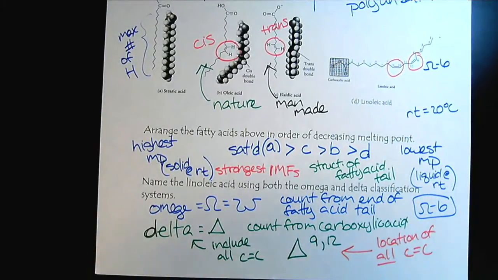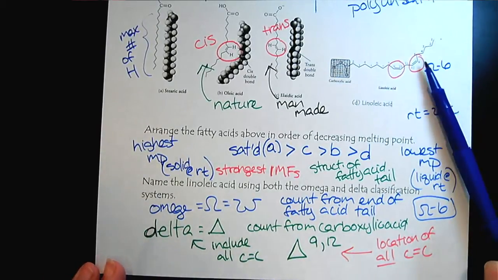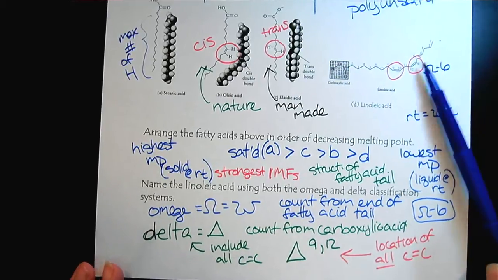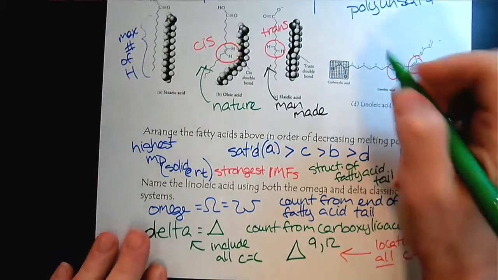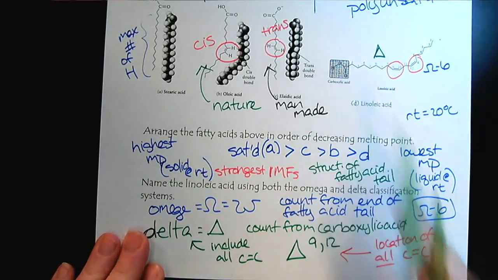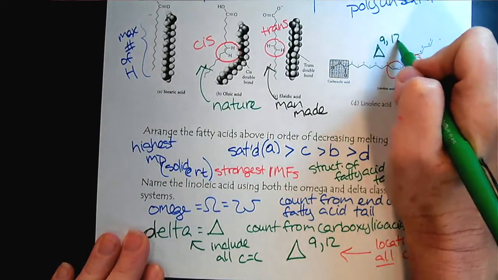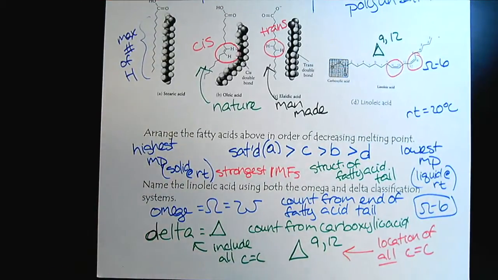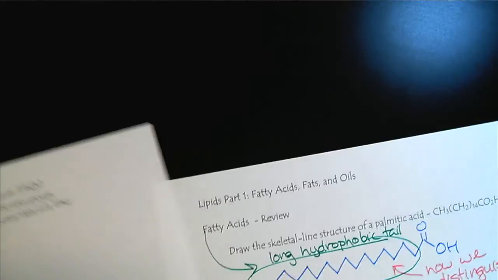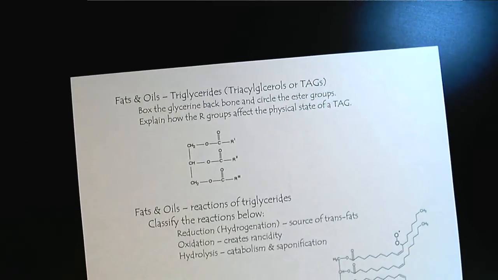So they're comparing and contrasting, right? Omega starts at the end of the carbon chain, and we just give the location of the first double bond. Delta, on the other hand, we start from the carboxylic acid, and then we tell everybody where all of the double bonds are. So there's a brief review of fatty acids, and now we will look more closely at fats and oils. But fatty acids are a major component of fats and oils, so it's a great place to start. Alrighty, so let's go to the next page.